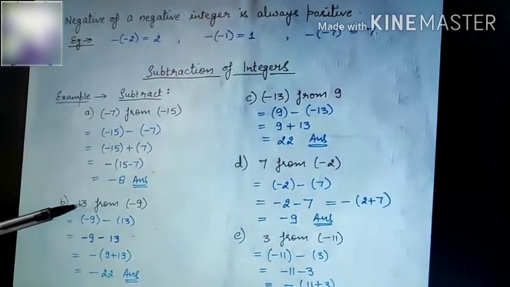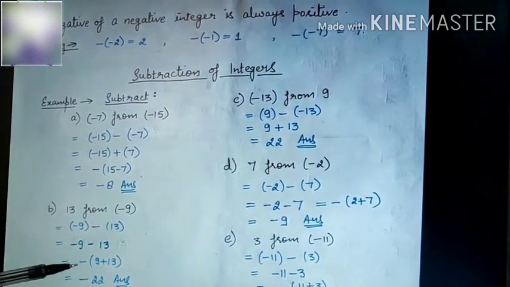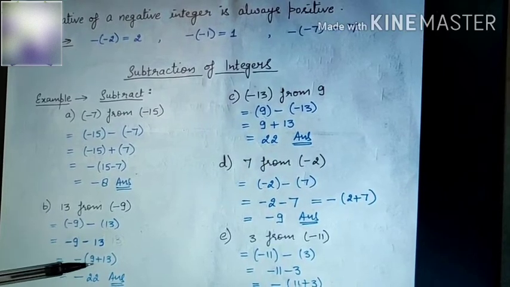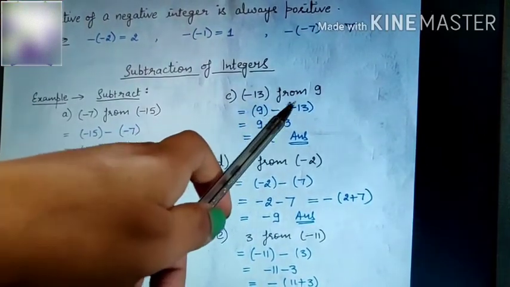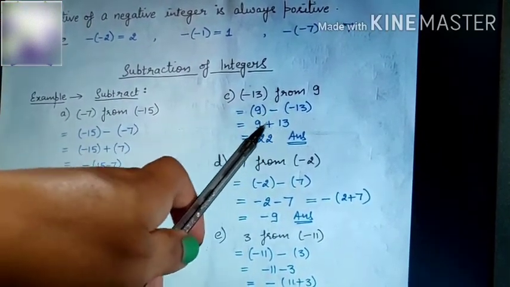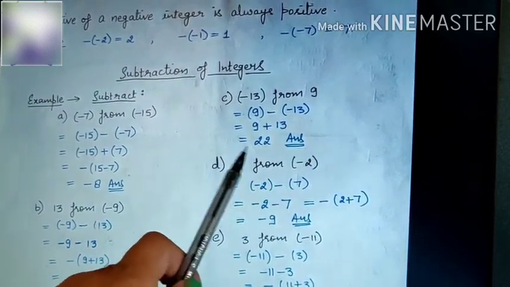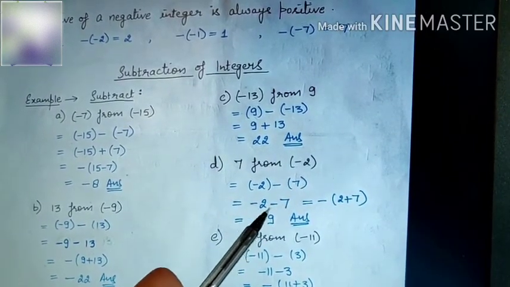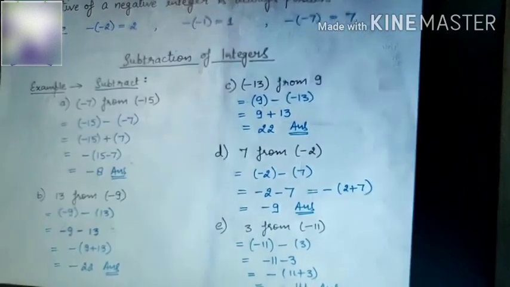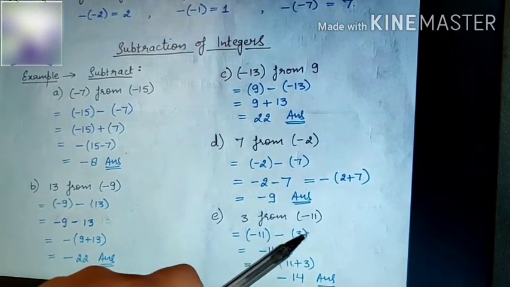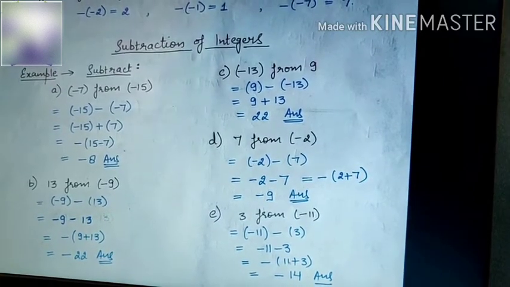Similarly, see in this example, 13 from minus 9. Minus 9 minus 13. Here both the integers are negative. So answer will be of minus sign and you will simply add the numbers. It is minus 22. Similarly, here are some more examples. 9 minus 13. Minus and minus will become plus. 9 plus 13, 22. Similarly here, 7 from minus 2. Minus 2 minus 7. So minus 2 minus 7 both are negative. Answer will be negative and 2 plus 7, 9. So it is minus 9. Similarly here, minus 11 minus 3 both are negative. Answer will be negative. 11 plus 3, it's 14. So your answer is minus 14.